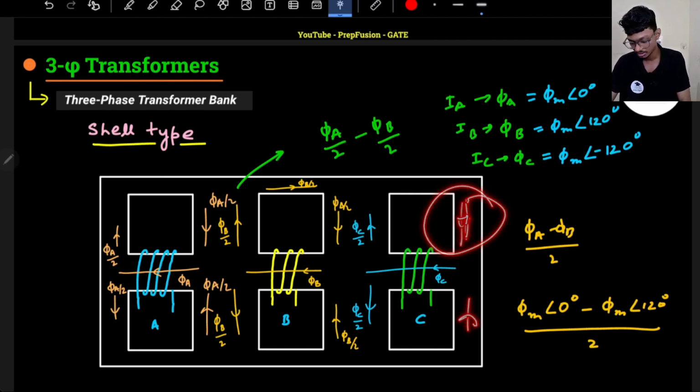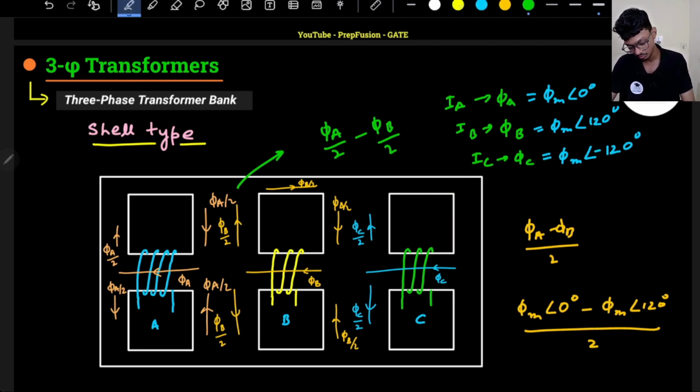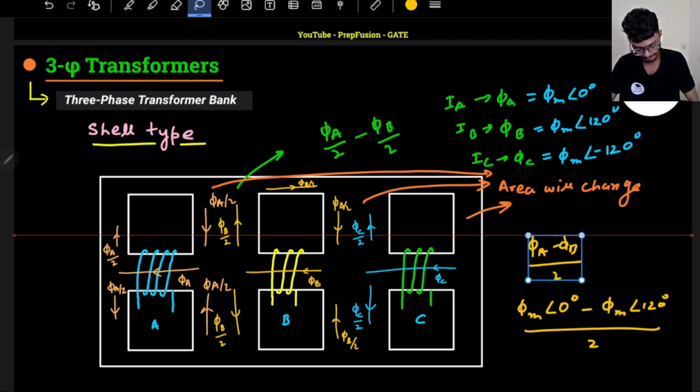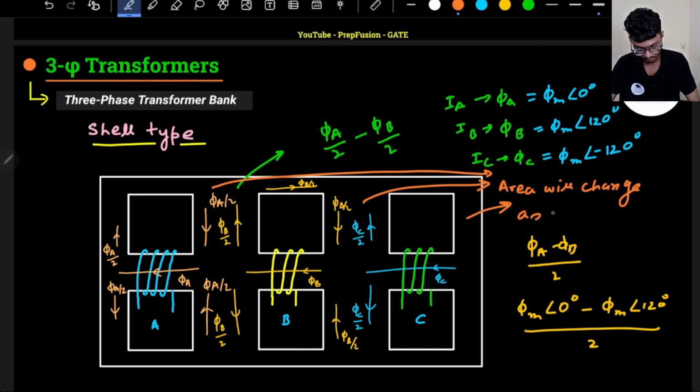It is even smaller. So if you want to conclude everything, as the maximum flux changes, hence the area will change.